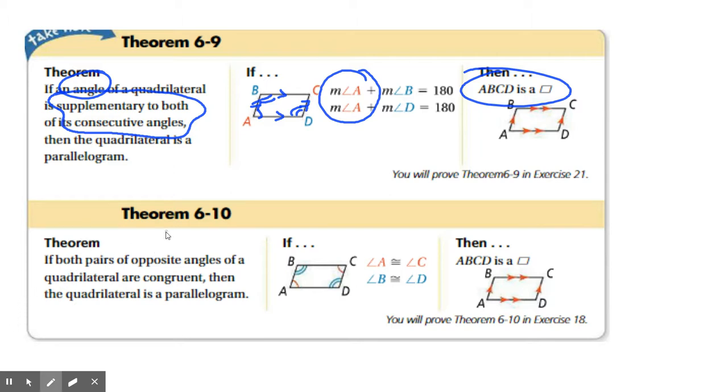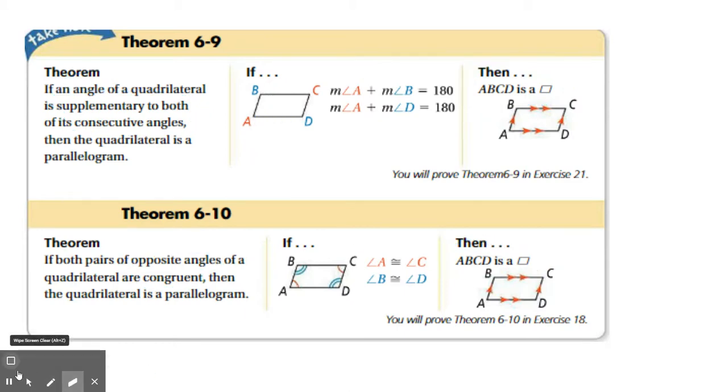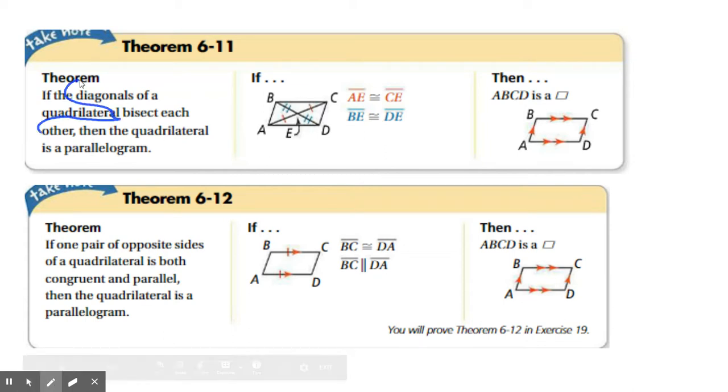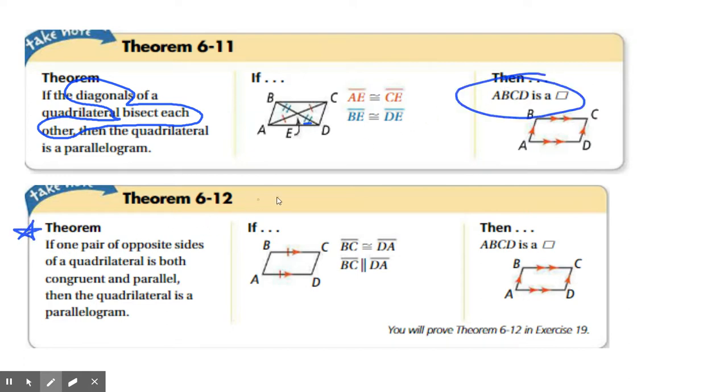Here we go. Opposite angles. So now if your opposite angles are congruent, then you know your quadrilateral is a parallelogram. So again, both pairs of opposite angles, then you have a parallelogram. Your diagonals, again, if your diagonals bisect each other, then your quadrilateral is a parallelogram. So again, both diagonals have to bisect each other. Great. And then this was a little bit special. This is the only one that's not a converse.